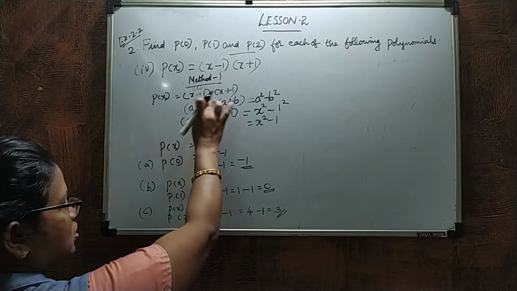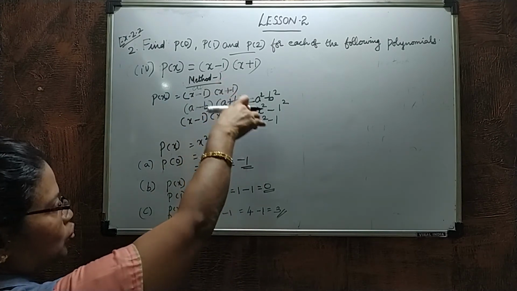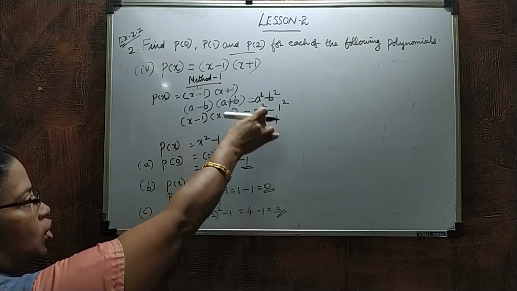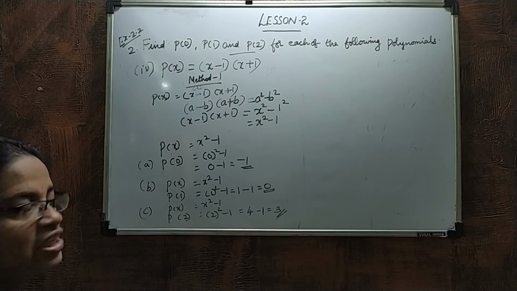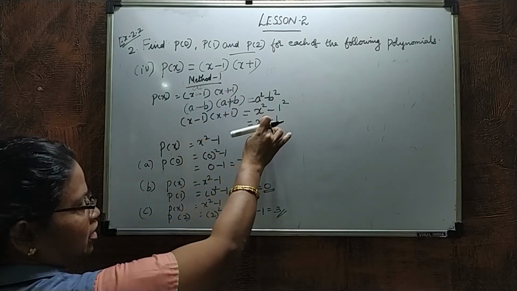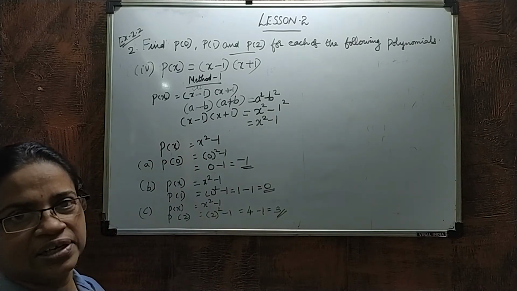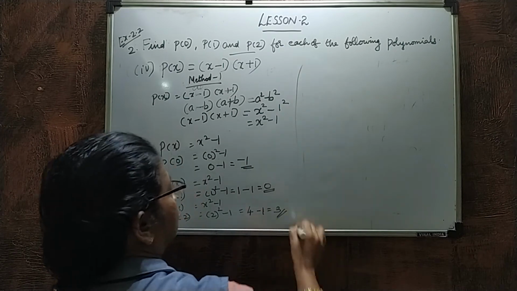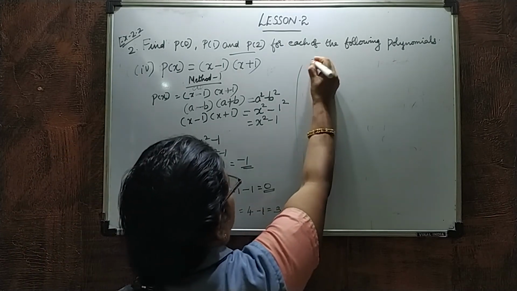Instead of this, if you just substitute in x minus 1 into x plus 1, both will be equal to x square minus 1. So, either you can substitute this one or this one. So, in the next method, we will substitute in the question itself. Here we simplified and substituted and got the answer. Same thing, if you do not simplify, you will also get it. Okay. Find out. Method 2.